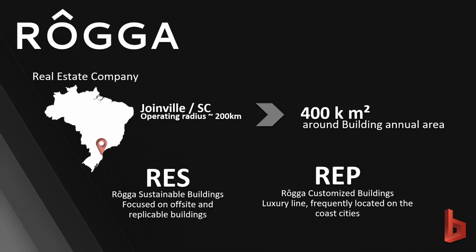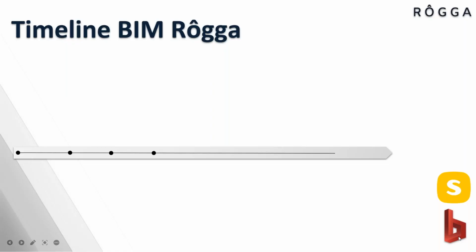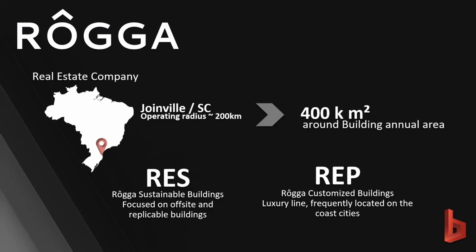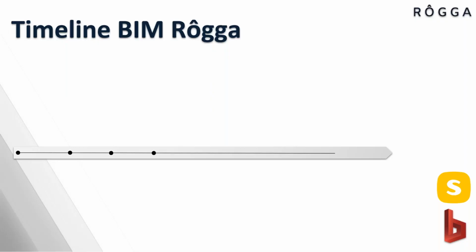The second product line we call REP, and we call Rôgga Customized Buildings, focuses on luxury products, frequently located in the coast cities in front of the beaches. Okay, to talk more about BIM, we just described a timeline of our uses here.